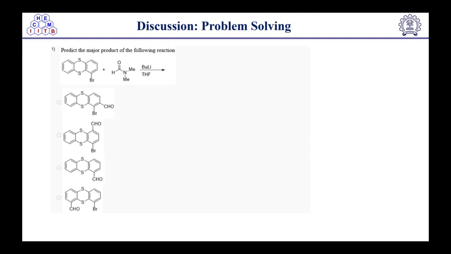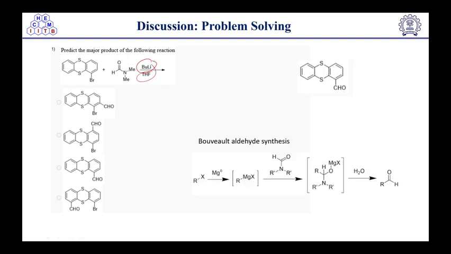Predict the major product of the following reaction. Here we have two starting material substrates, and on the arrow we can see that butyl lithium is given in THF, right? So what is the mechanism here? This reaction comes under the name reaction Bouveault aldehyde synthesis.